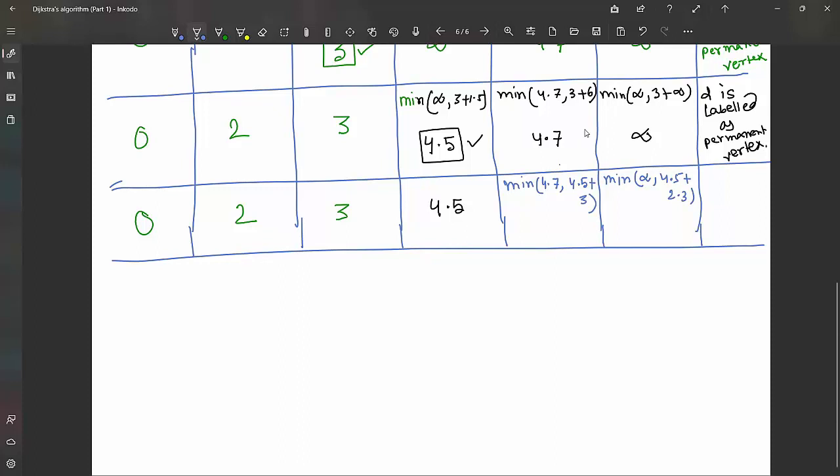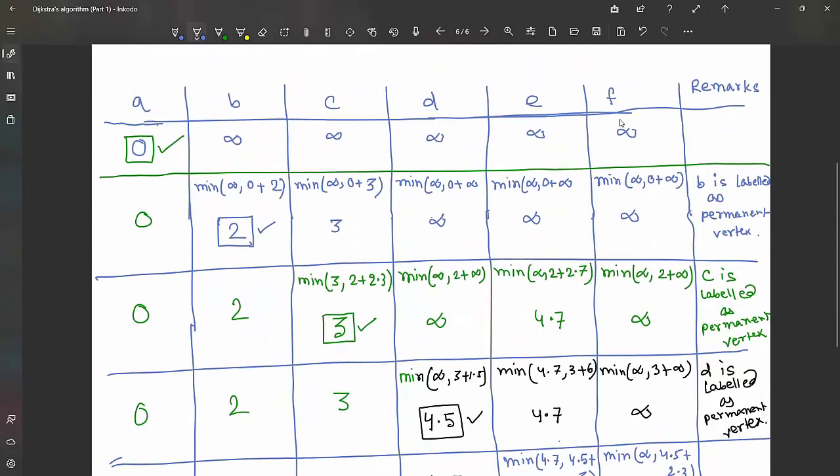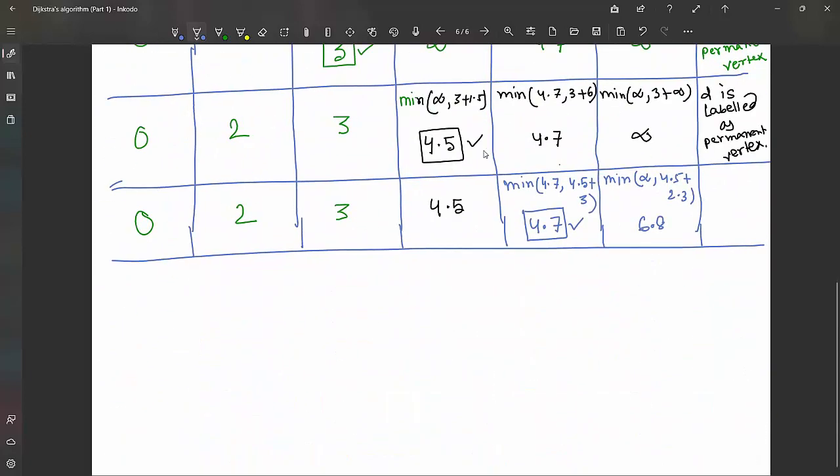So here the minimum value is 4.7 and 7.5. So it is 4.7, and here the minimum distance is 6.8. Now if you take the minimum of the minimum, it will be 4.7, this value. Now just mark it, and this is corresponding to, I think, E. So E is labeled as the permanent vertex.